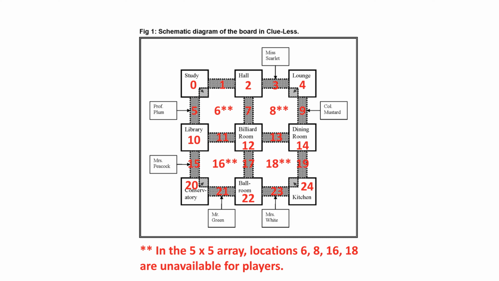Here is a visualization of the 5x5 grid with grid IDs applied. Note that grid ID locations 6, 8, 16, and 18 are unreachable by players during gameplay. But using this approach was one of the more straightforward things we found through implementation.